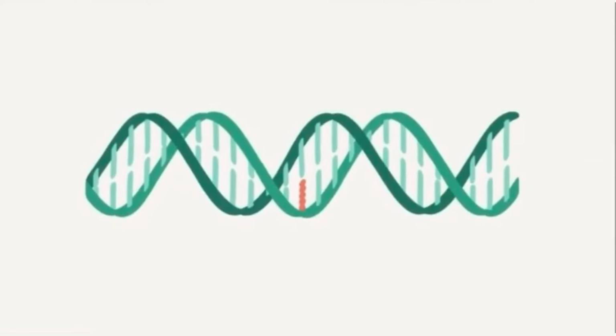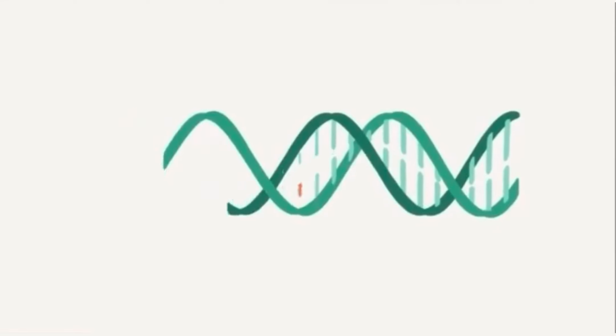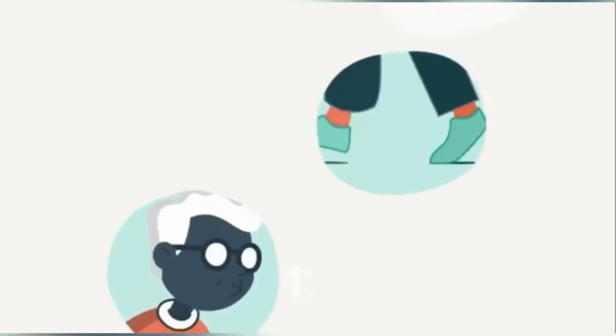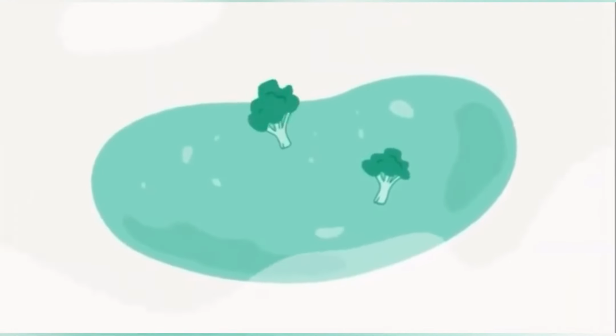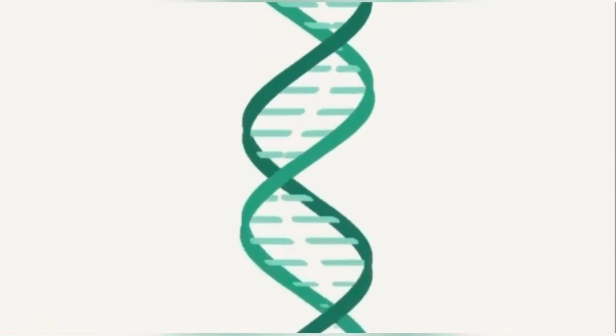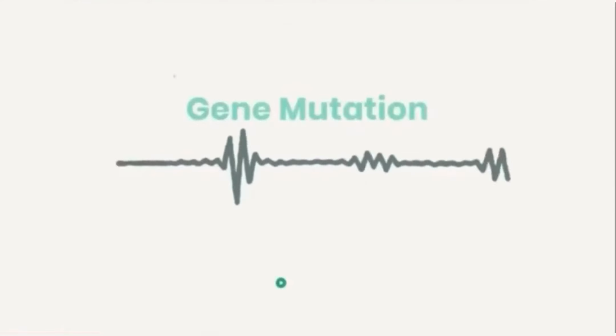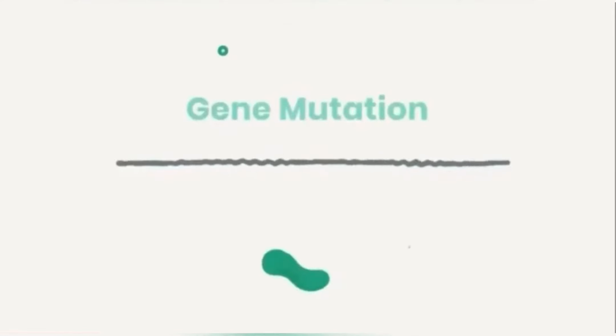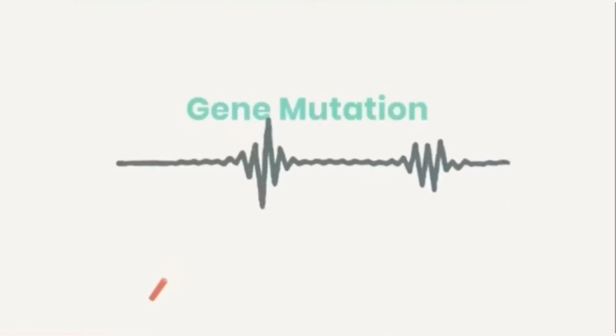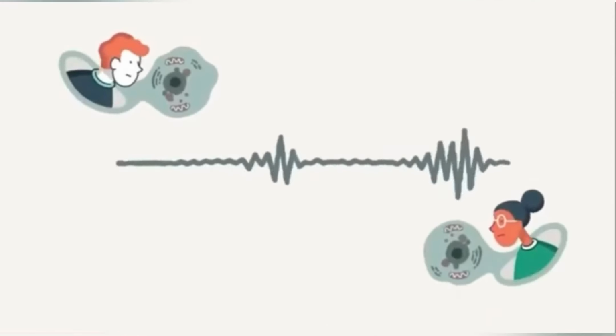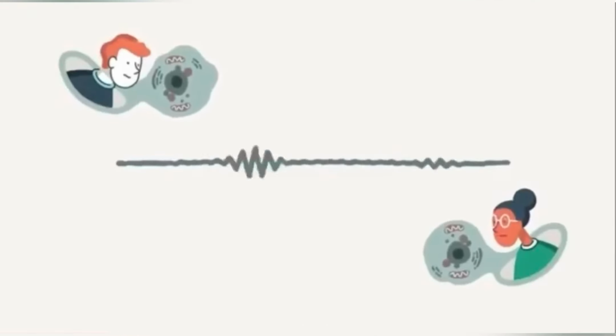And a small adjustment to the DNA within our genes can change how our proteins work, which can affect how we breathe, walk, or digest food properly. To better understand how genes change, here's Dr. Michelle Kalos. So our genes are mutating all the time as a result of chemical processes in the cell, as well as external influences like ultraviolet light. We can also inherit mutations from our parents.